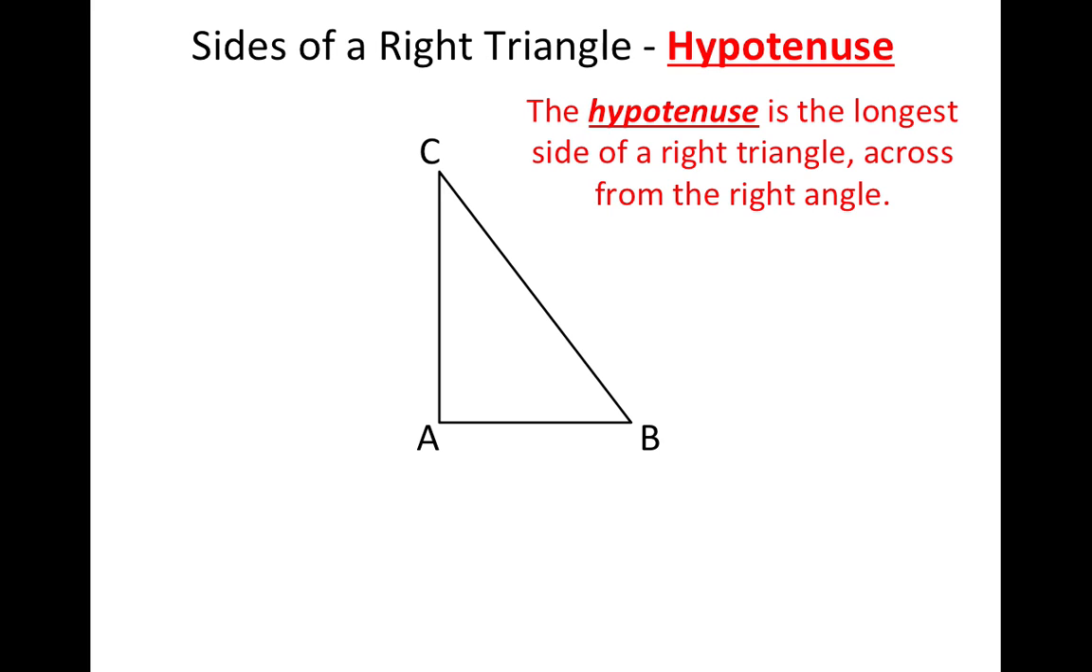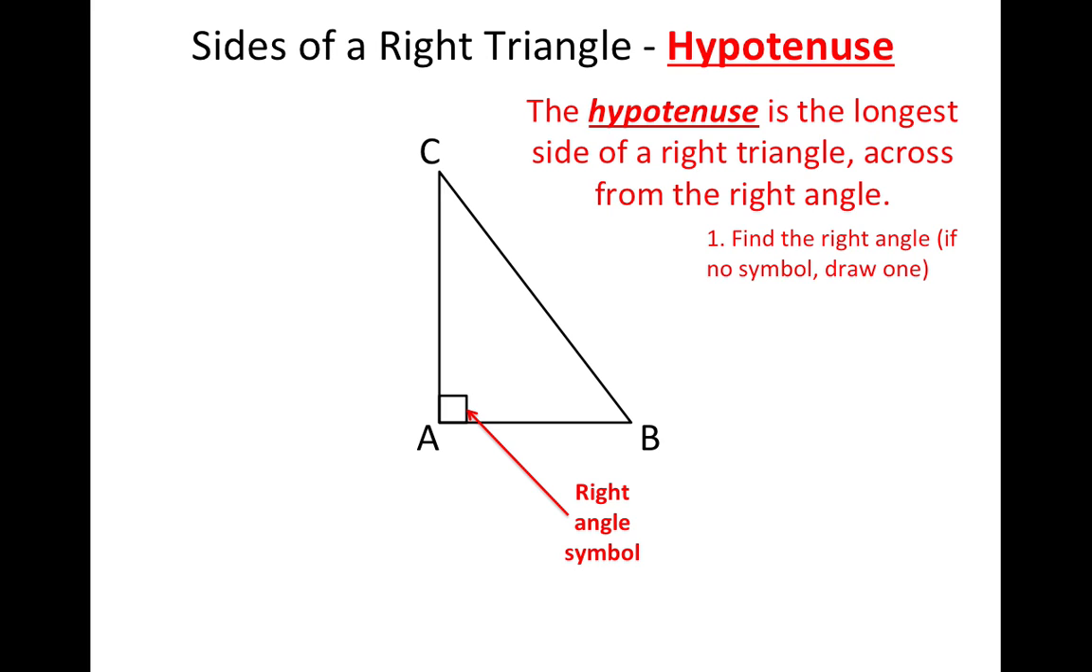So let's talk about how we can find the hypotenuse. The first thing I have to do is find the right angle, or if there is no symbol, to draw one. So in this particular case, there isn't a right angle symbol, but it's obvious which one is the right angle, and I'm just going to draw the symbol right there.